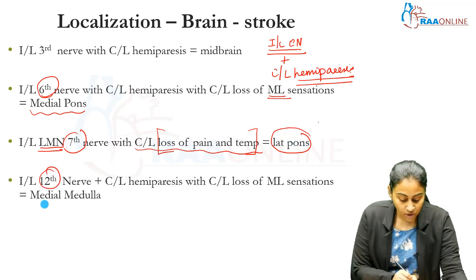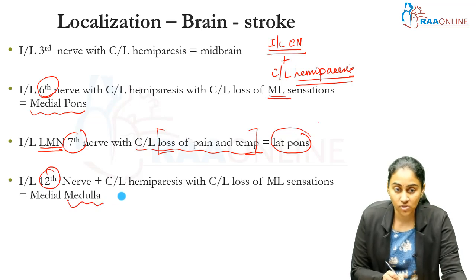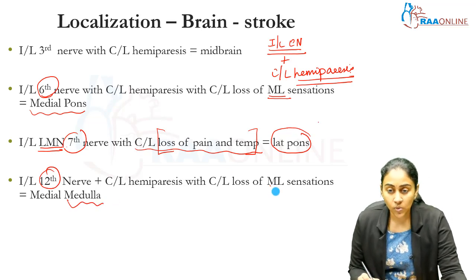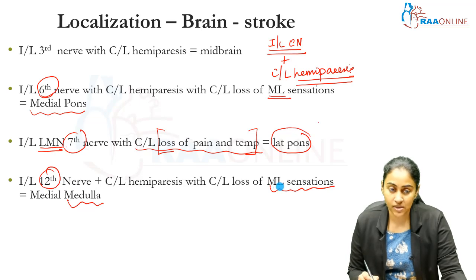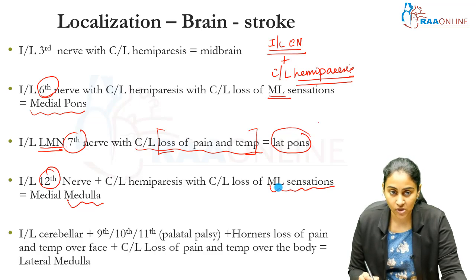Now, the 12th nerve automatically localizes it to the medulla. In addition, you have loss of medial lemniscal sensations, right? So whenever you have ipsilateral 12th nerve involvement, contralateral hemiparesis with contralateral loss of medial lemniscal sensations, that is going to be your medial medulla.